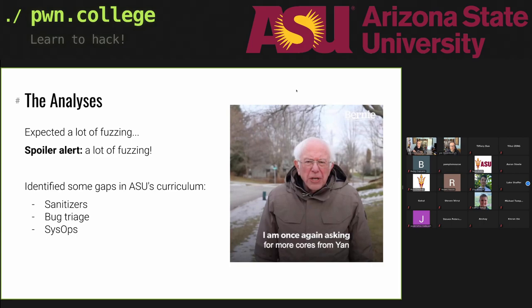Then of course we needed to analyze the software we picked. I expected a lot of fuzzing. That's kind of the king right now of software vulnerability research. And we got a lot of fuzzing. Not exclusively fuzzing, but a lot of it. Through this process, in analyzing in general, I definitely identified some gaps in ASU's curriculum, right?